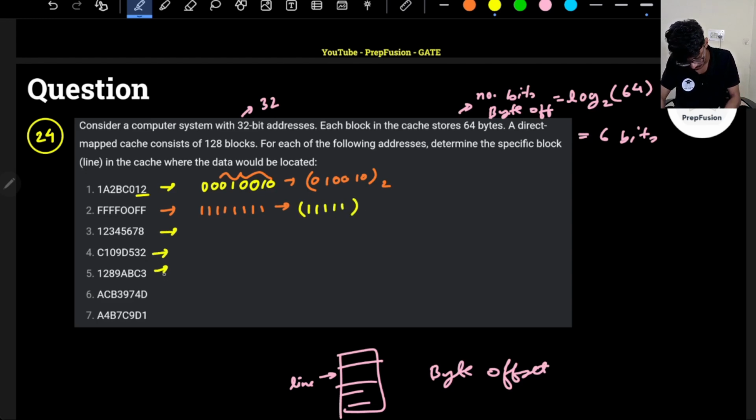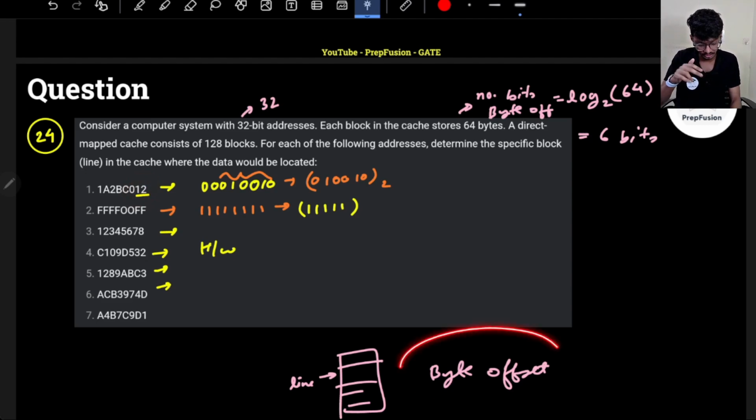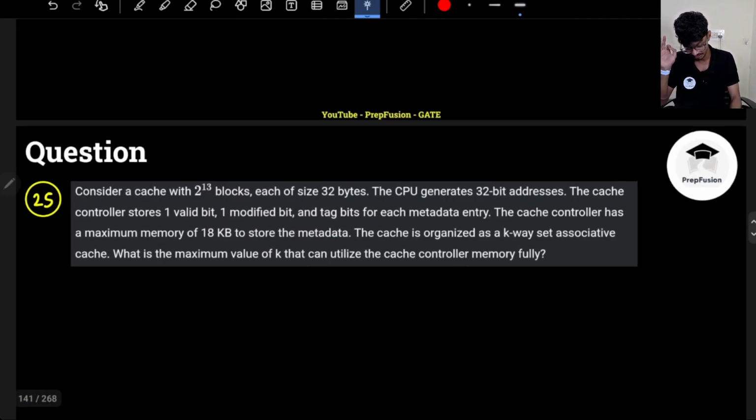You can follow the same thing. So this is the homework for you. This I hope you can do. I'm not doing it for you, I'm just giving you an example that if you just trim out the last 6 bits, that will give you the byte line number. Okay, this was a very easy question.